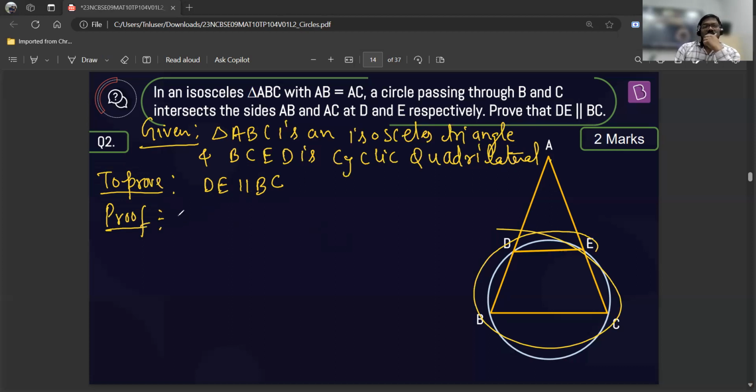Okay, so anybody, how do we start this proof? Any idea you have? Definitely you have. So let me help you with how to solve this question, right?